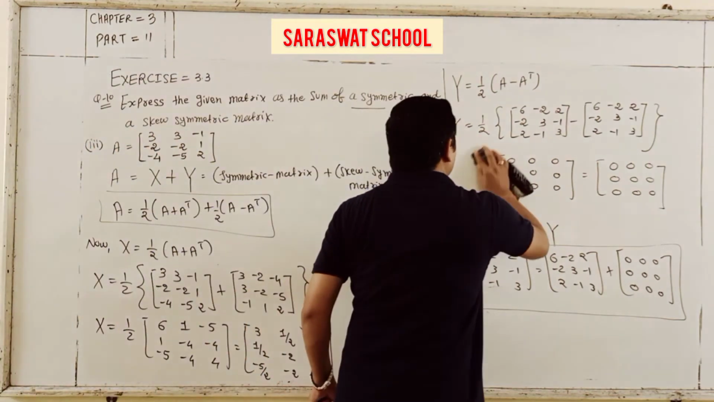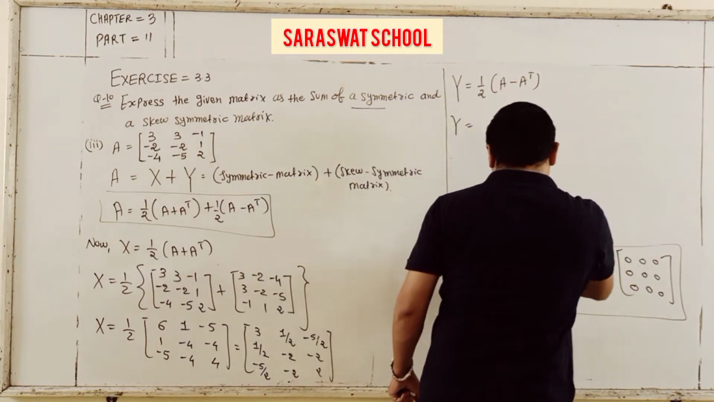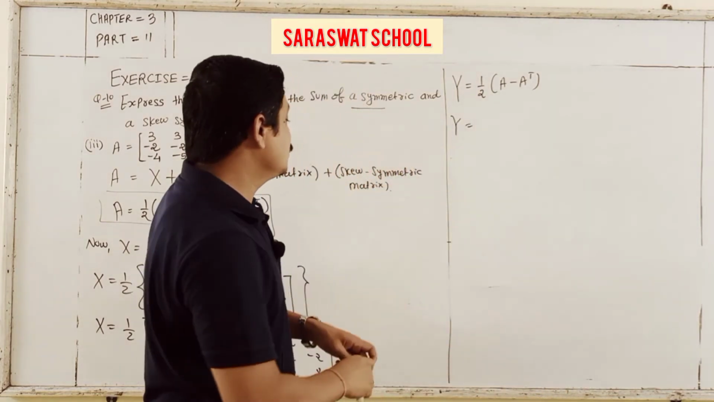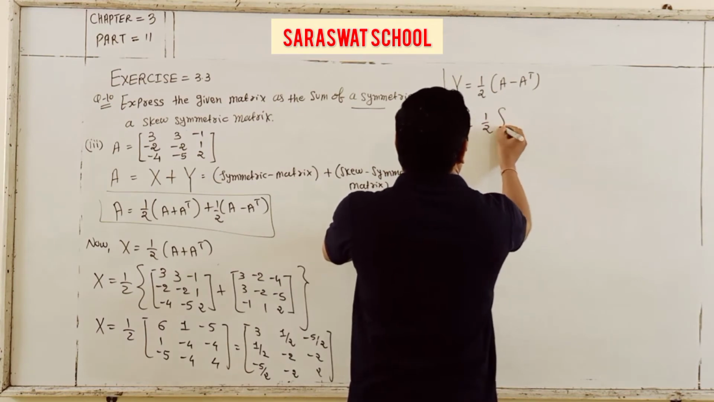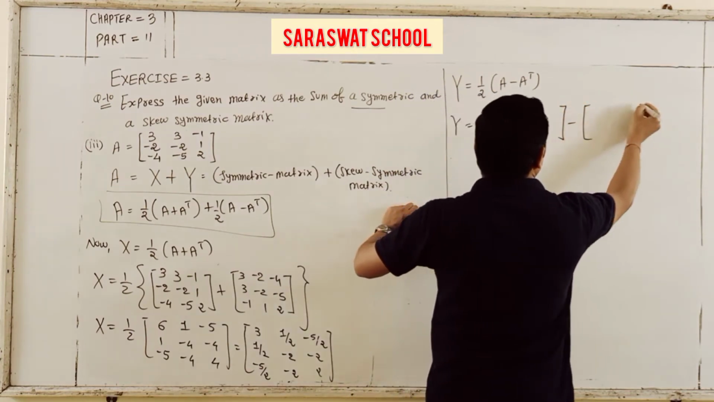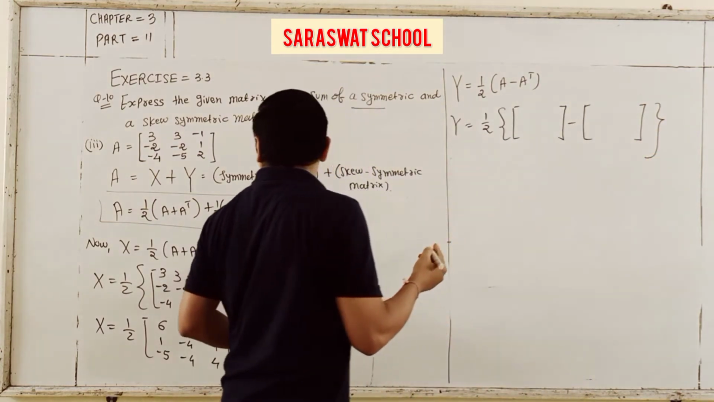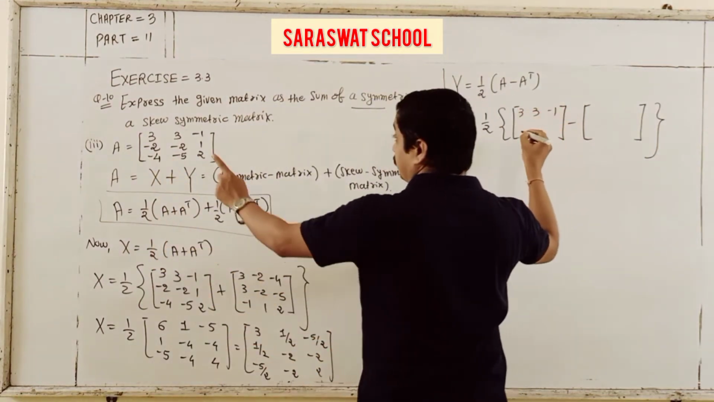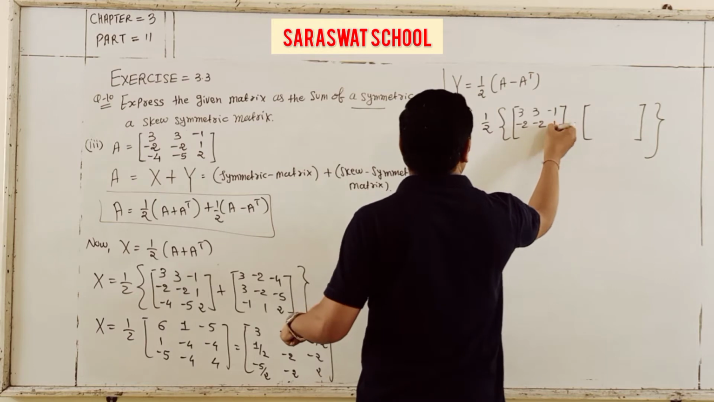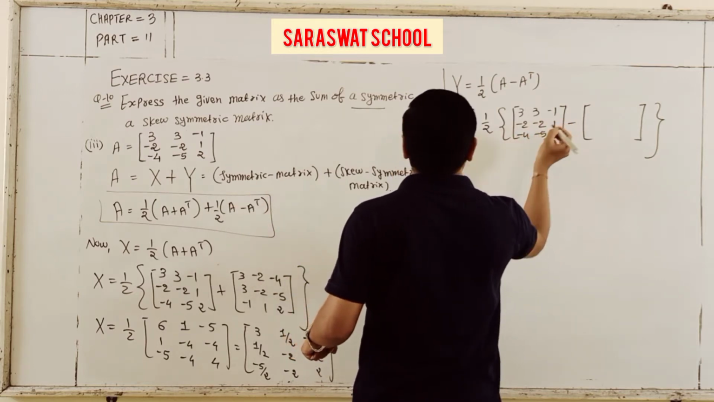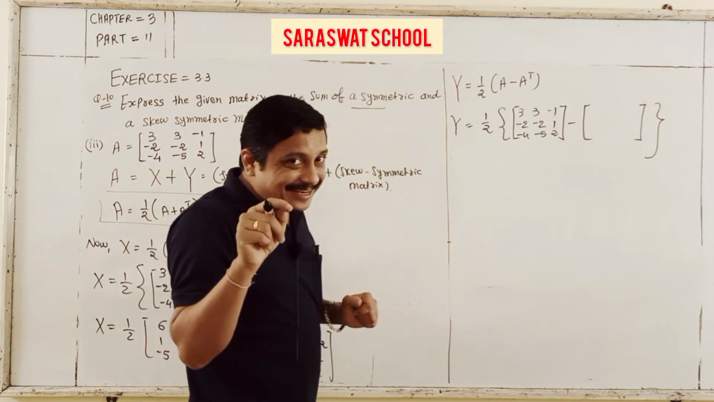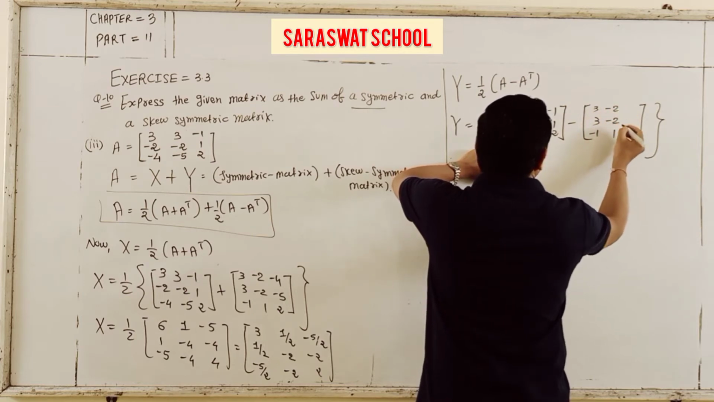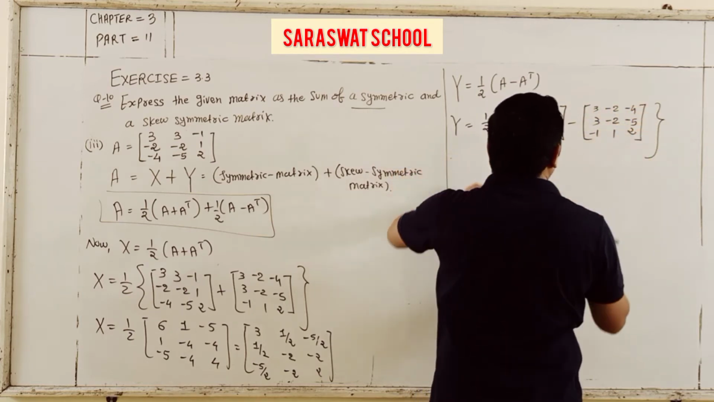Now going to Y, half of A minus A transpose, and similarly attach them. So half, same, matrix A first minus its transpose. So what is your A? A is already done: 3, 3, minus 1, attach, minus 2, minus 2, 1, and last minus 4, minus 5, 2, and take its transpose. So my transpose is 3, 3, minus 1, minus 2, minus 2, 1, and minus 4, minus 5, and 2.